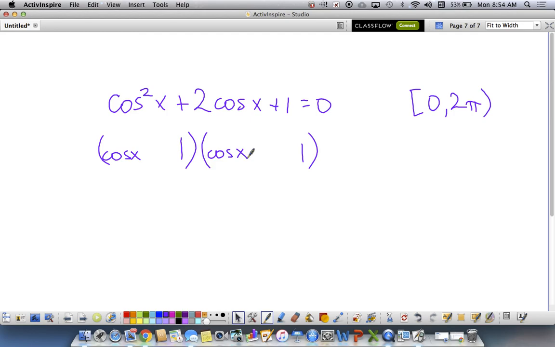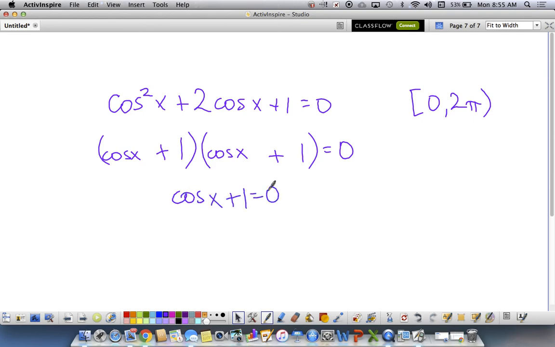Next, everything is positive. So what should be in between these? A plus. What are you going to do next? Set each of them equal to 0. Do I need to make 2 equations for this? No. Why? They're the same thing. Somebody might even write cosine x plus 1 squared equals 0, and you take the square root of both sides. The square root of 0 is 0. So you're only going to have that 1.